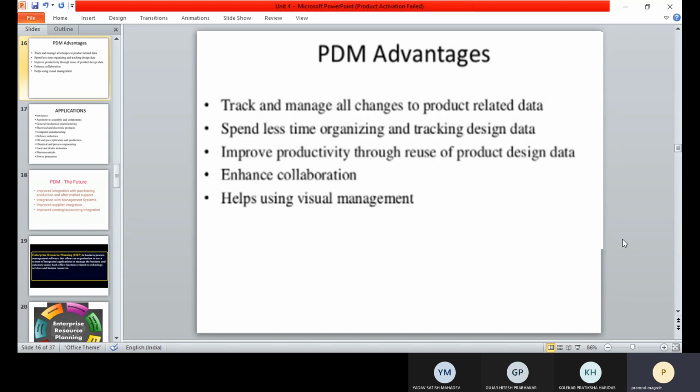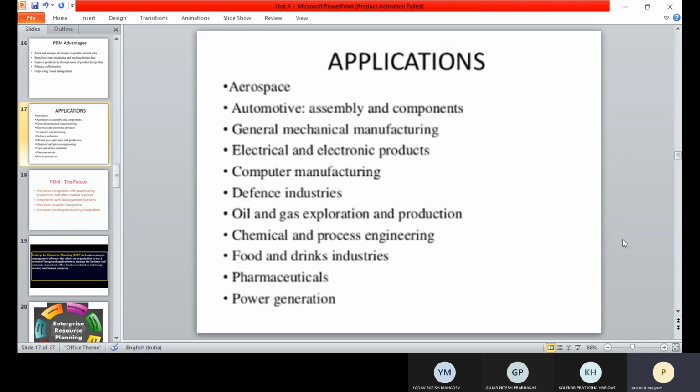So this will be about the PDM. Now we'll move toward our next part, which is related to the applications. Almost all the industries are referring to these applications or using PDM. So you can write a few of them. So applications are aerospace, automotive, defense, oil and gas, pharmaceuticals. Write down one, two, four of these applications.